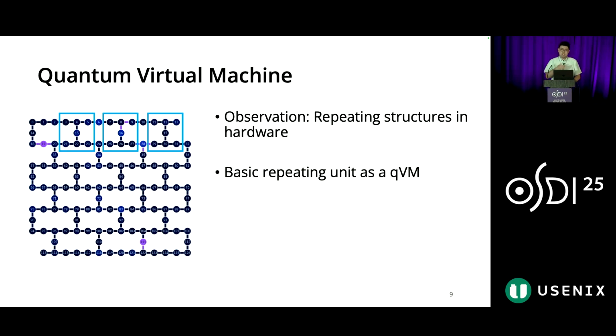What's good about this is that this kind of virtual machine abstraction perfectly captures the repeating structure in the hardware. It means that if you compile a program onto a virtualized quantum machine, it doesn't need any extra computation cost, and you don't need to solve a graph problem to map it onto the real machine. You just select a grid position and put your compiled program onto that position.